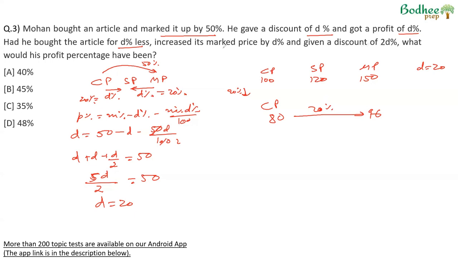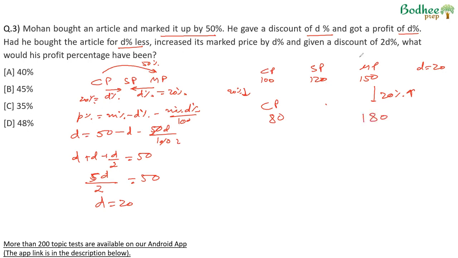And gave a discount of 2D%. Sorry, increased its mark price by D%, not cost price by D%. The mark price is 150. This is increased by 20%. 20% of 150 is 30. So an increase of 30 means the new mark price is 180.